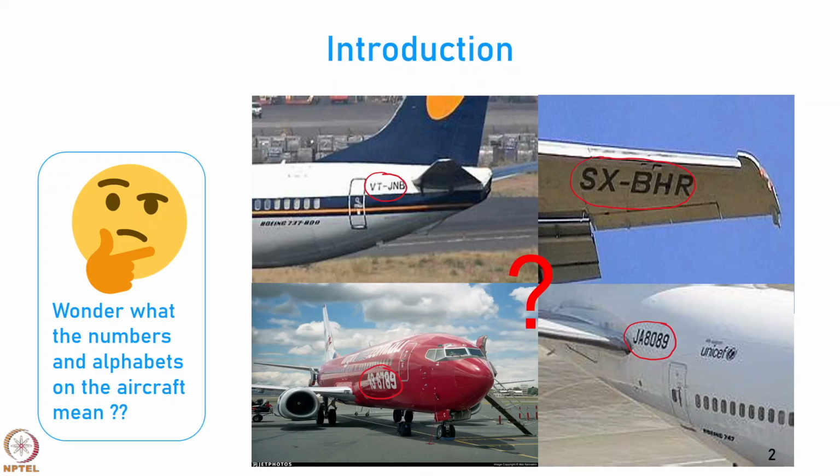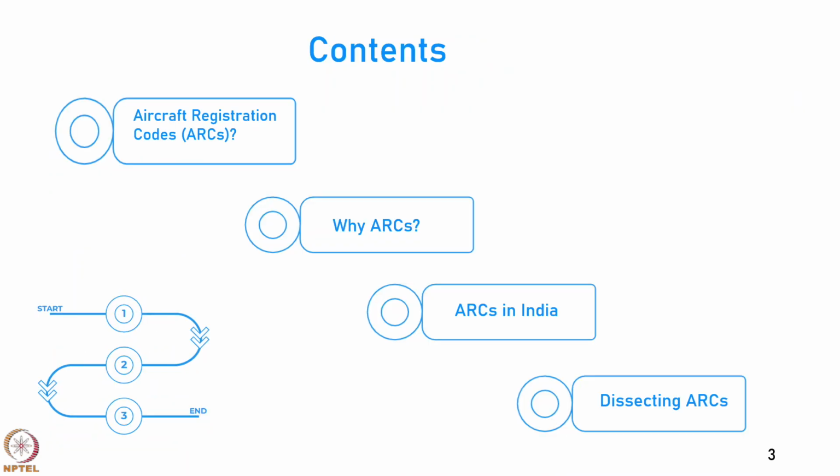Hello, today we will look at aircraft registration codes, abbreviated as ARCs. Whenever we look at an aircraft, we notice that certain numbers and alphabets are painted on the aircraft at various locations, such as VT-JNB, or JA8089, or SX-BHR. So today we will have a look at what these numbers mean.